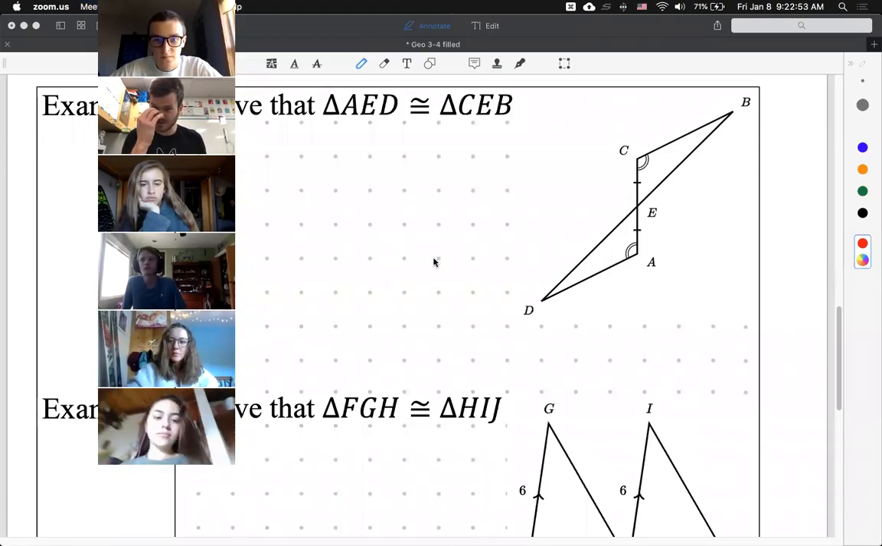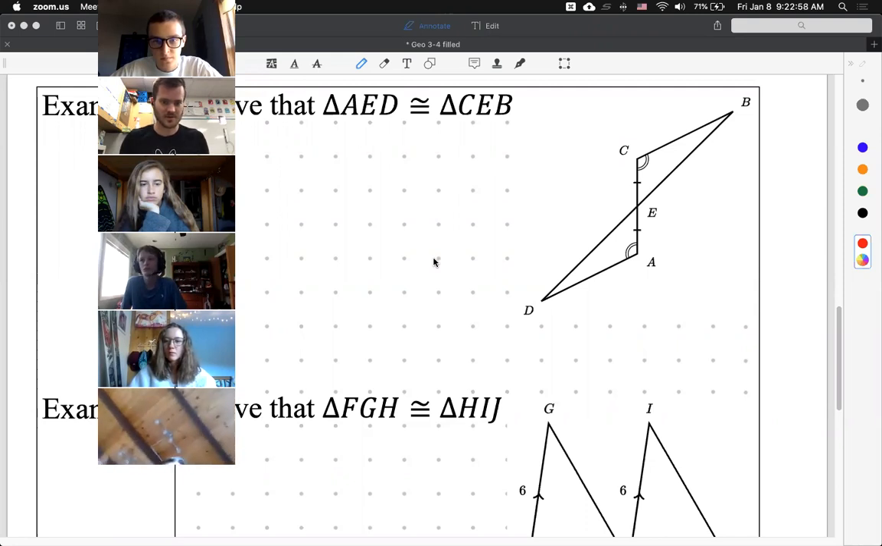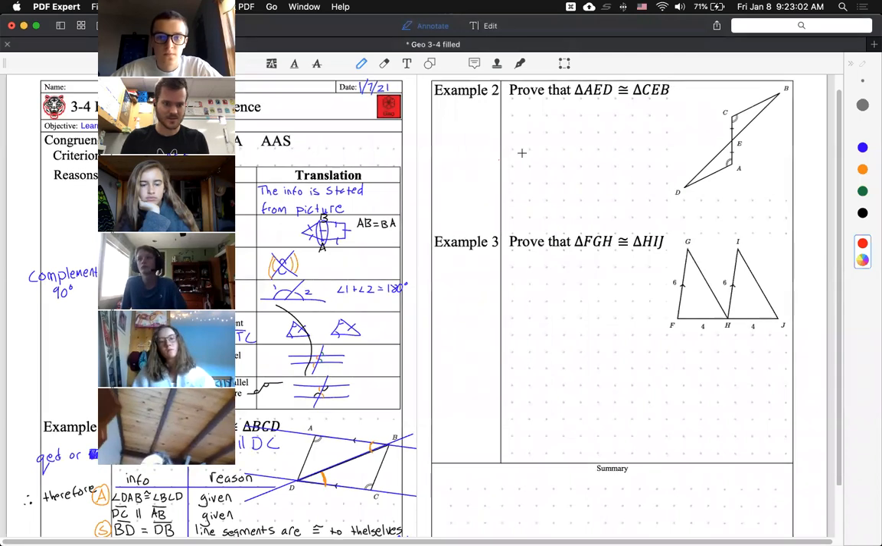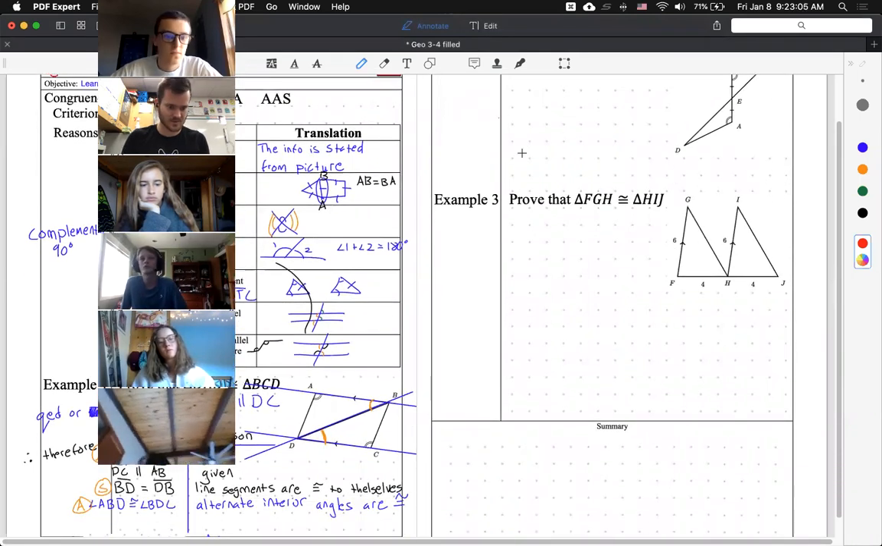All right, we're back in geometry. Today's date is Friday, January 8th. We are continuing off of where we left off. This is where we left off with example 1.